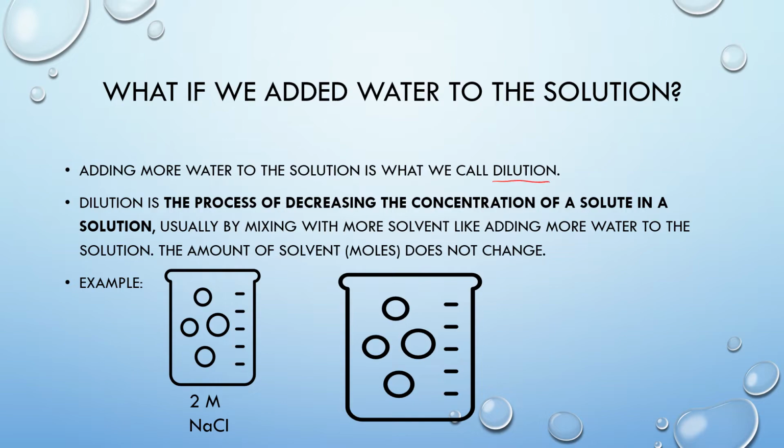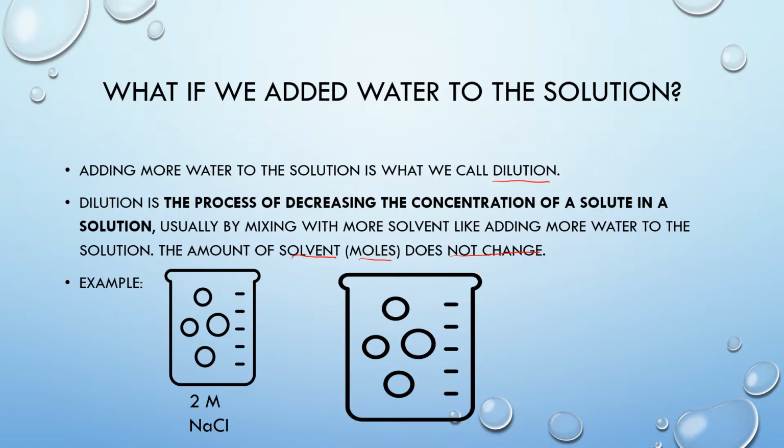Something that is more dilute has more volume to it, typically more water added. So dilution is the process of decreasing the concentration of a solute in a solution, usually by mixing with more solvent, like adding more water to the solution. The amount of solute, the thing we're dissolving, or our moles, does not change, and that's really key to this.